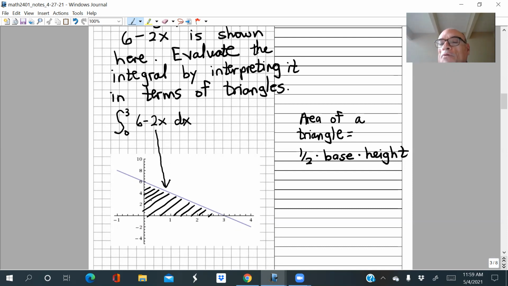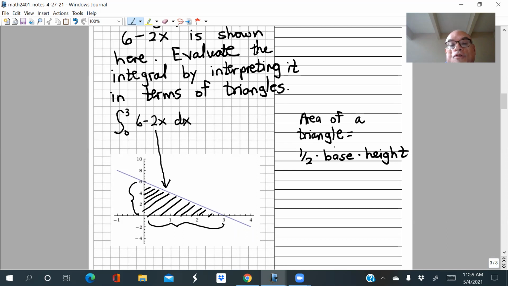And so we know from geometry how to calculate the area of triangles. You may have forgotten it, but it's easy to calculate. The area of a triangle is 1/2 times the base of the triangle, that's the length of the bottom edge, times the height of the triangle, that's the height from the bottom edge up to the top vertex of the triangle. So in this case, this value is the base, the bottom edge of the triangle, and this value is the height.